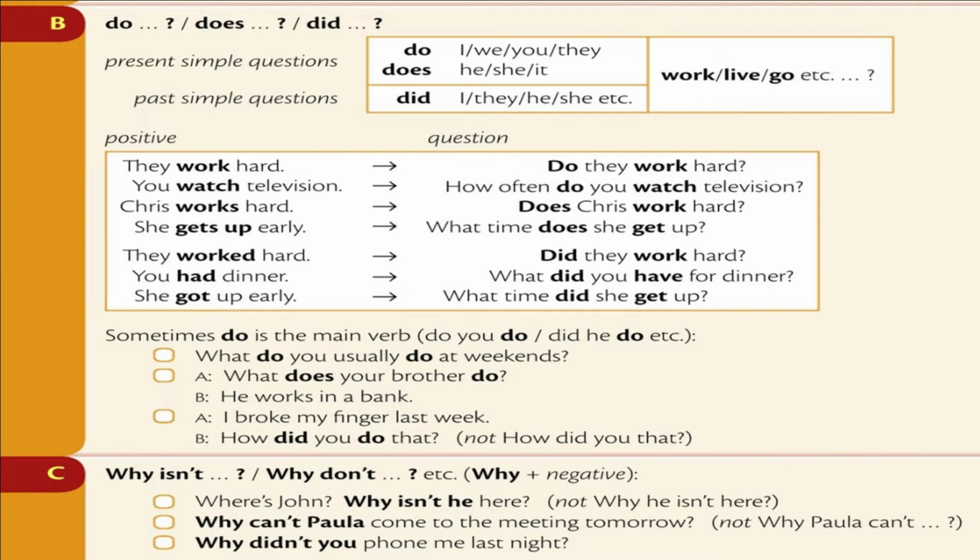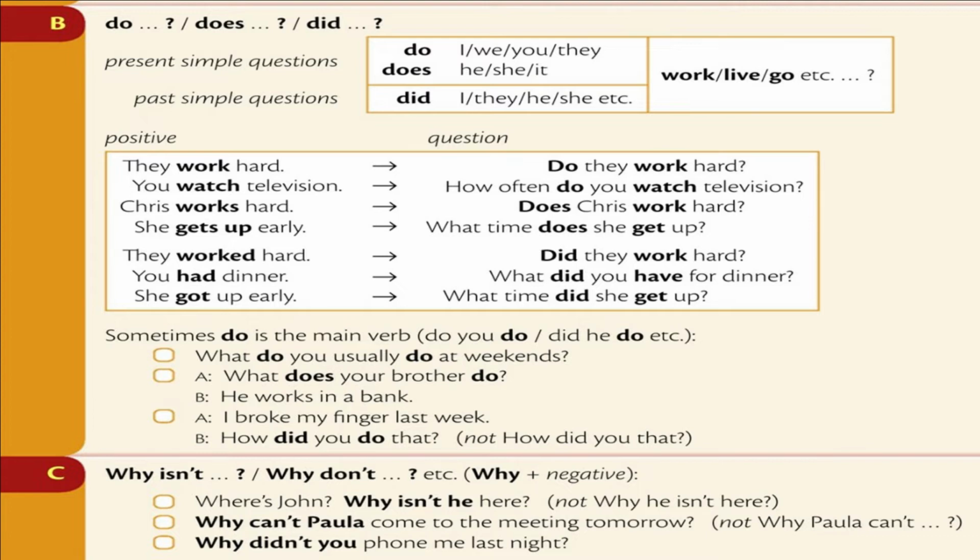Does he live? Does he go? Does she work? Does she live? Does she go? Does it work? Does it live? Does it go? Did I work? Did I live? Did I go? Did they work? Did they live? Did they go? Did he work? Did he live? Did he go? Did she work? Did she live? Did she go? Etc.